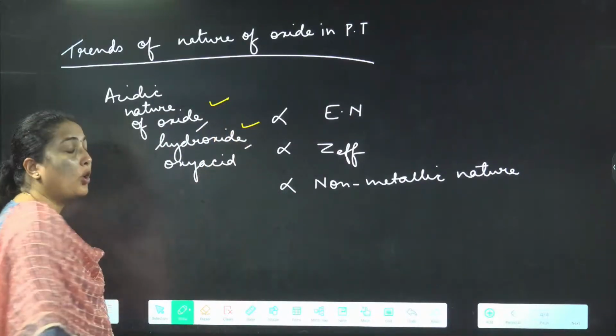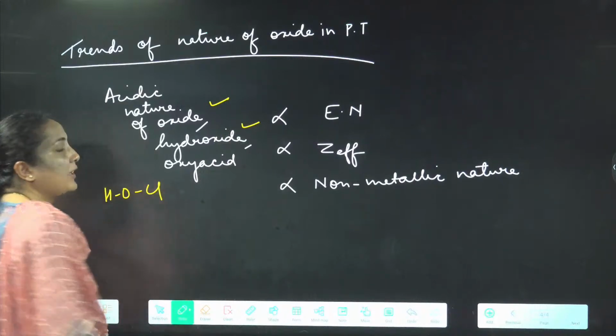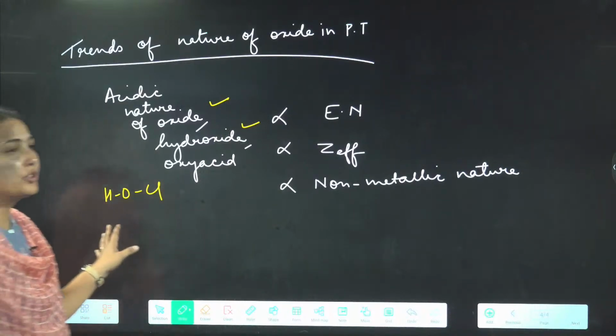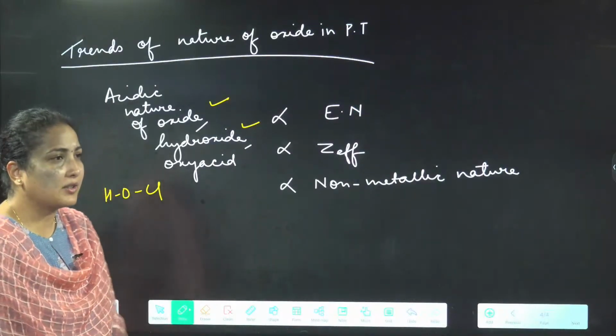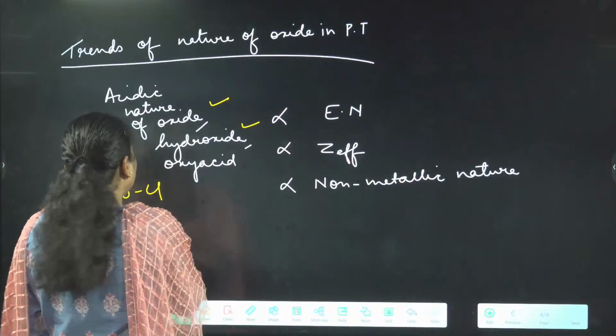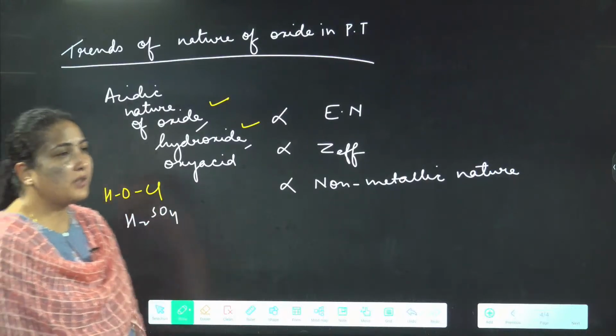Oxide, hydroxide, and oxy acid is what? You'll definitely have oxygen and hydrogen there, and along with that you'll have a non-metal. That's the definition of oxy acid, right? Even your H2SO4, if you think, you have OH and you have a non-metal there, which is sulfur.